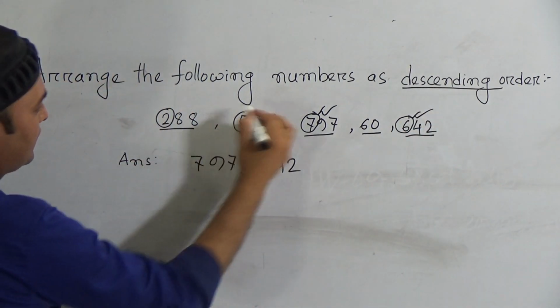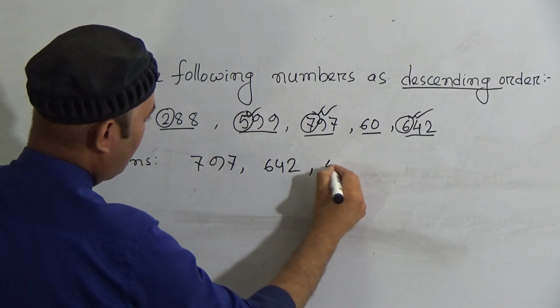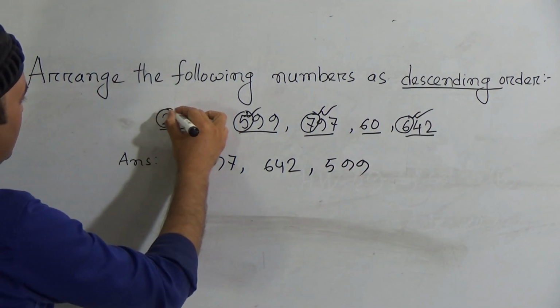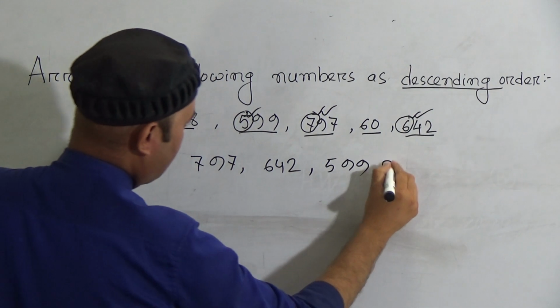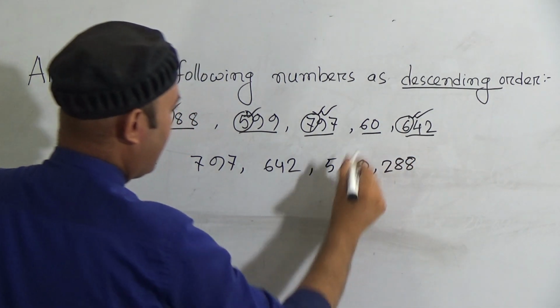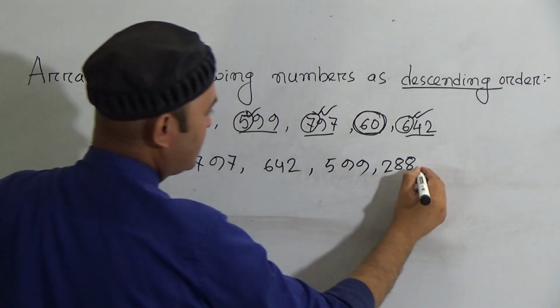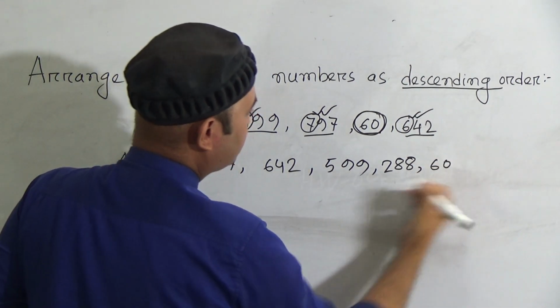Then it will be 5, so the number will be 599, and then it will be 2, so it will be 288, and this is 60. 60 is a 2-digit number, so it is the smallest among them.